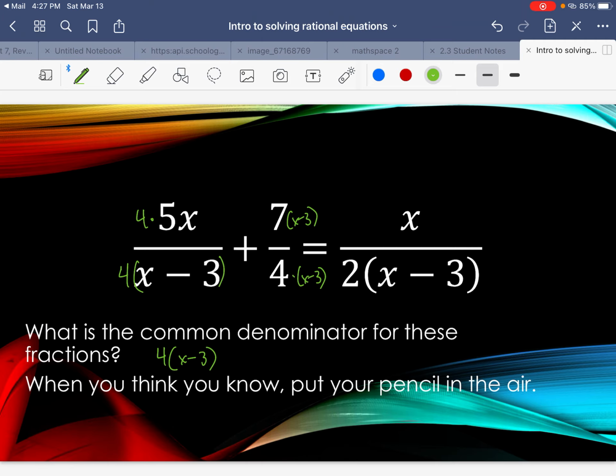And here, 2x minus 2 times x minus 3, I have to multiply this one by 2. So I'd have to multiply the top by 2 as well. Okay, so now that the bottoms all match, I can not think about them anymore, and I'll just look at the top.